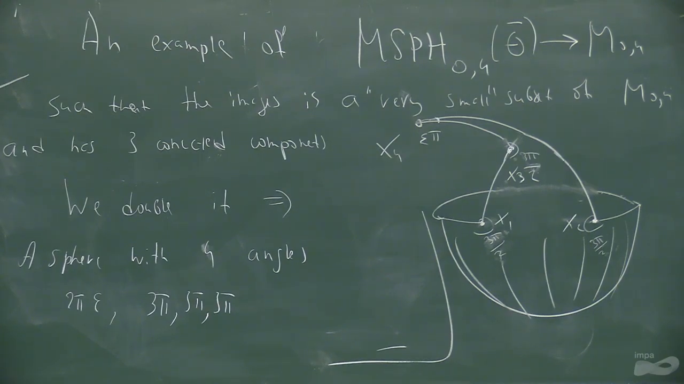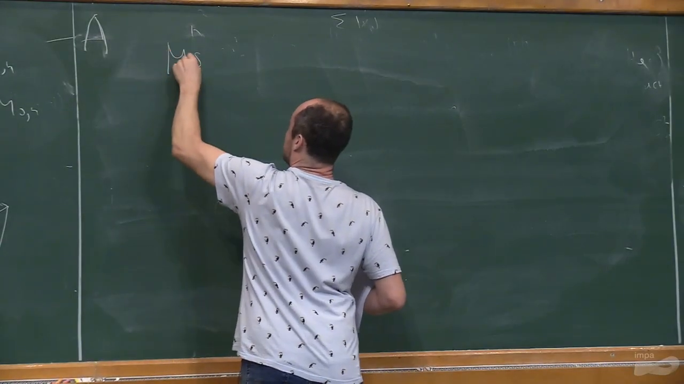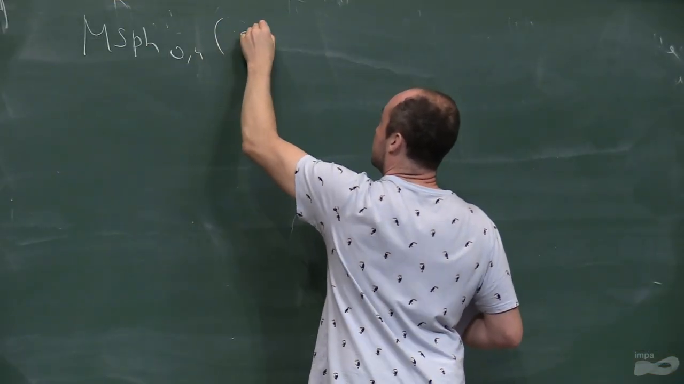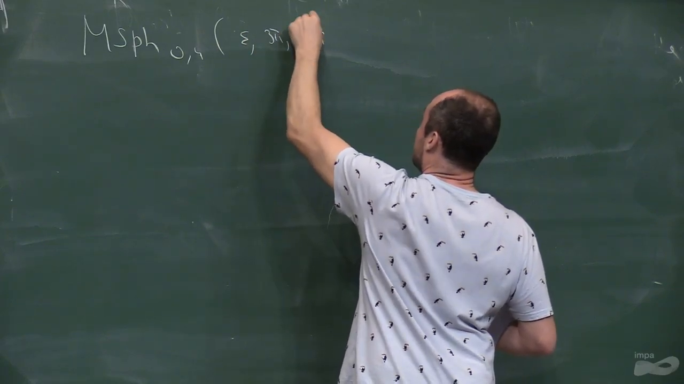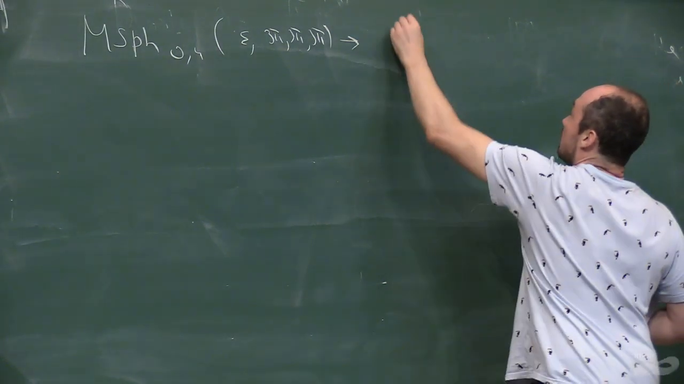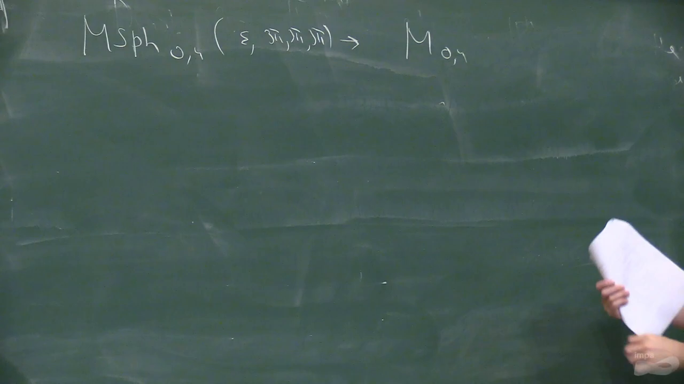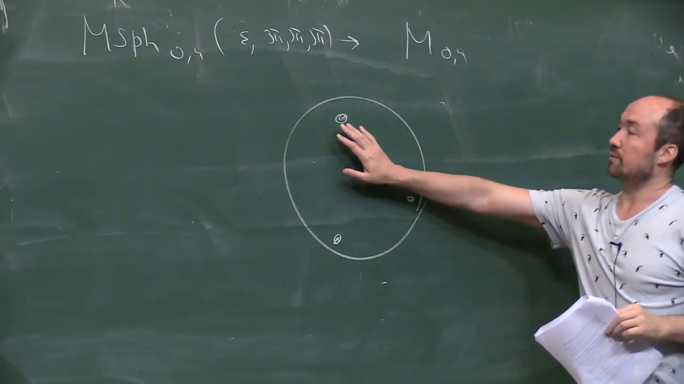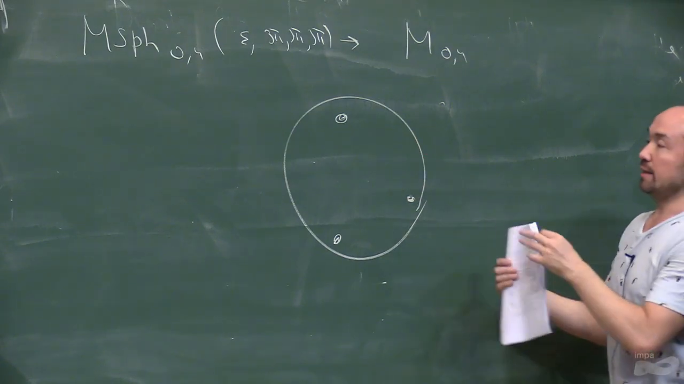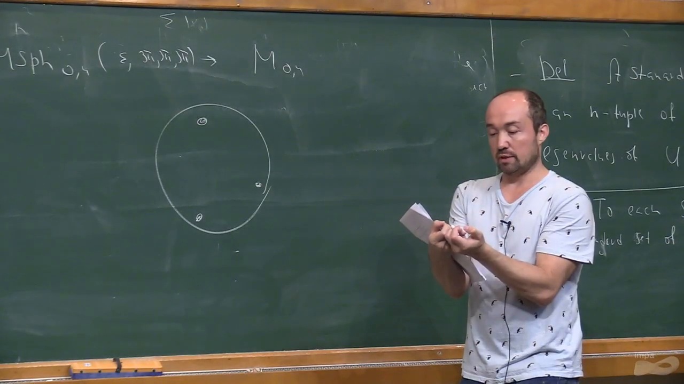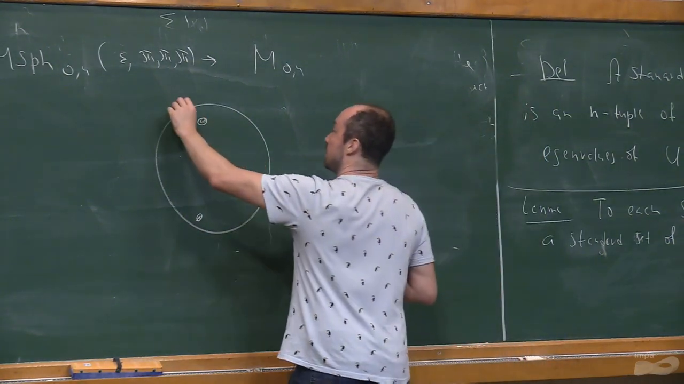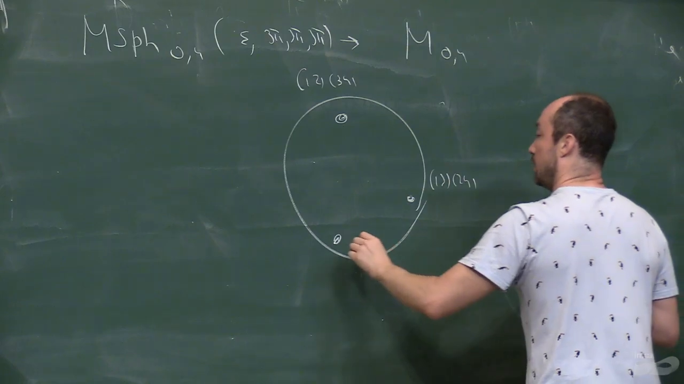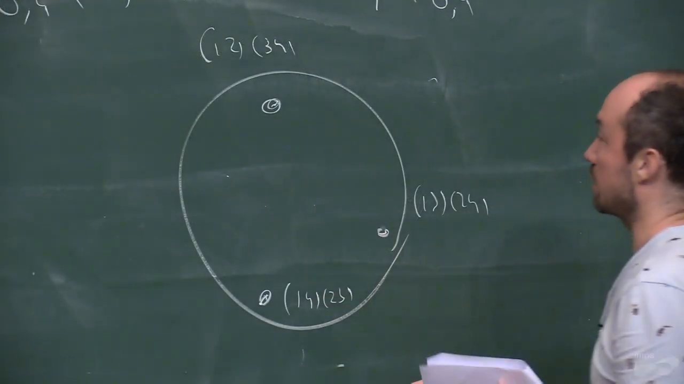If we consider the map from this thing M spherical 0, 4, epsilon, 3 pi to M04. So what is M04? M04 is CP1 minus three points. And these points are enumerated by splitting of the four points into pairs. So here you have 1, 2, 3, 4. Here you have 1, 3 to 4. And here you have 1, 4 to 3.